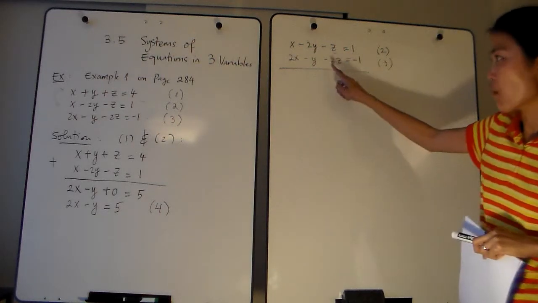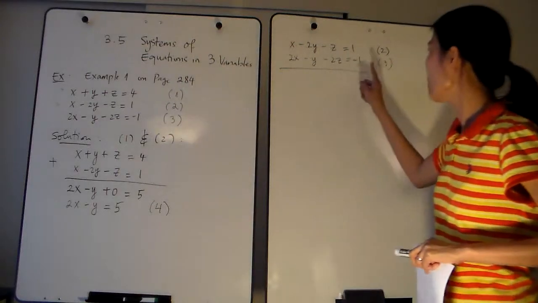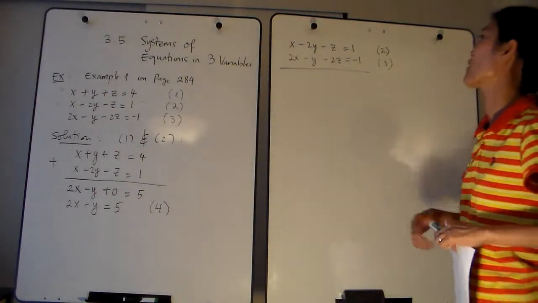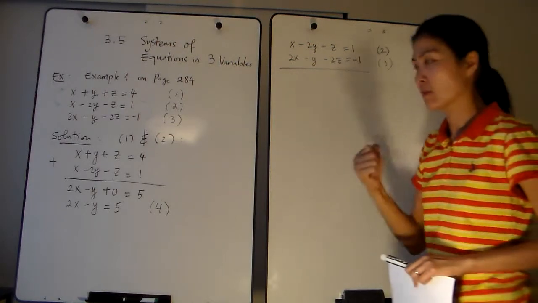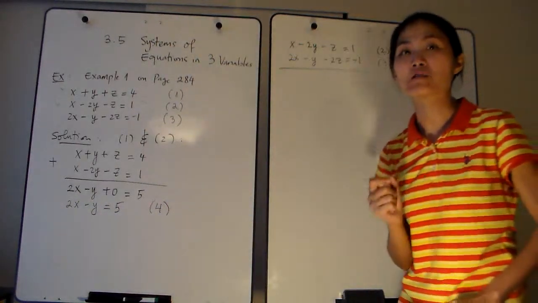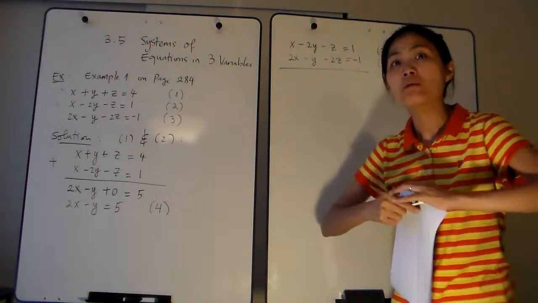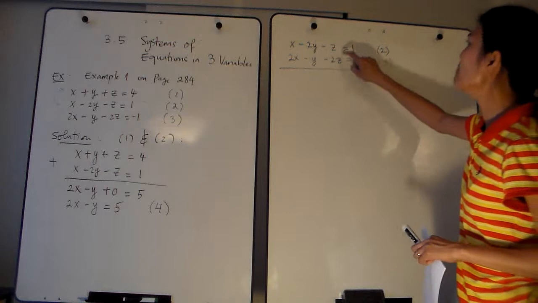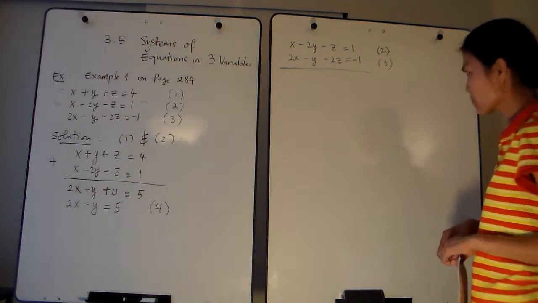So x minus 2y minus z equals 1. 2x minus y minus 2z equals negative 1. Remember, I'm trying to find one more equation with two variables, x and y. So that means I need to eliminate the same variable, which is z. So to eliminate this z variable, right?